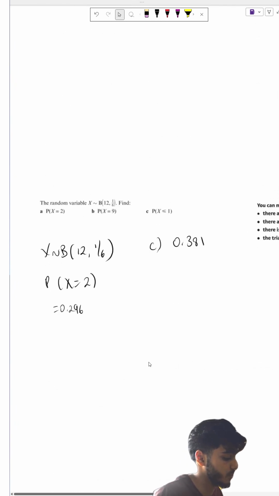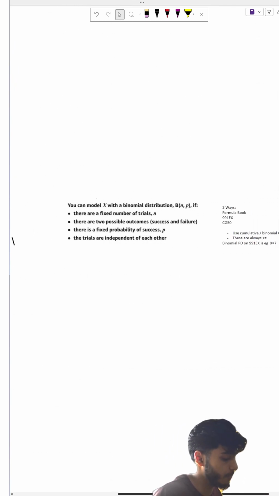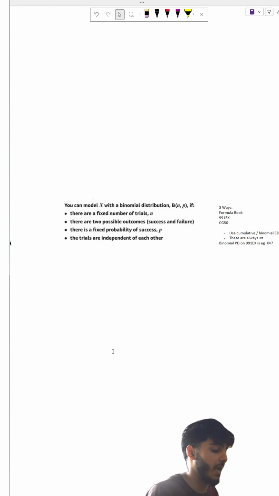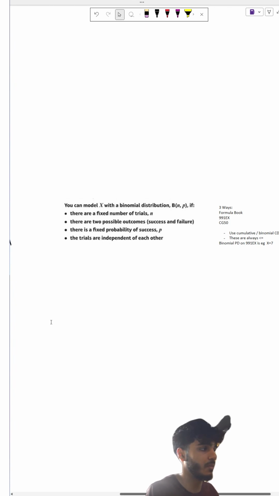Actually, I forgot something: why a binomial distribution is valid. You have a fixed number of trials, 2 possible outcomes, failure or success, a fixed probability of success, and they're independent. The common one you'll probably remember is the independence.